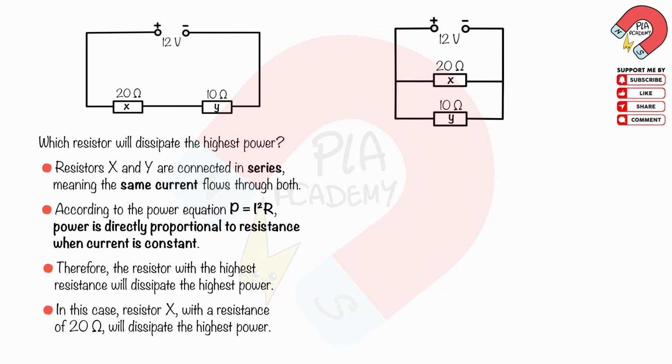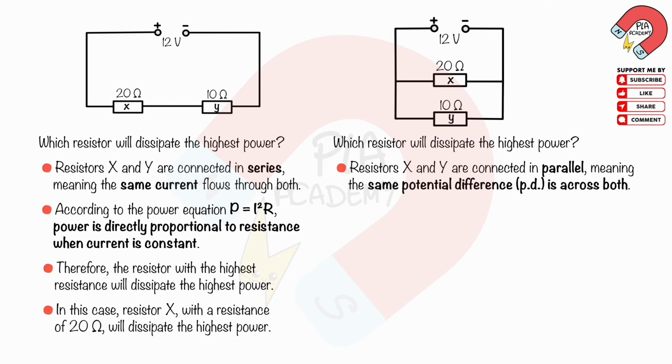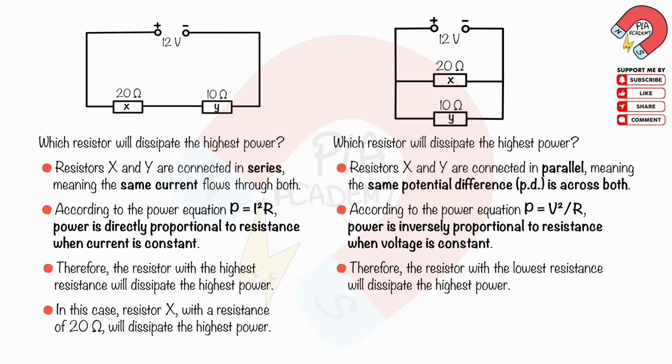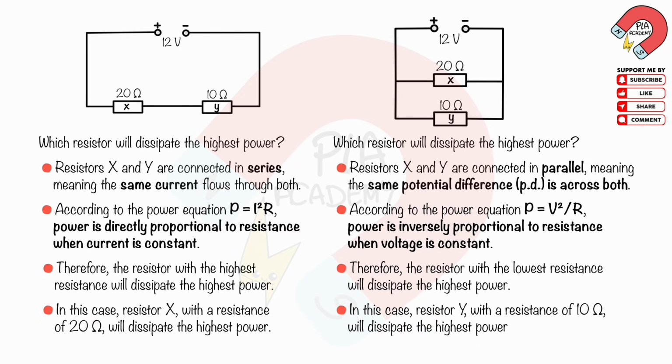2 resistors, 20 ohms and 10 ohms, are connected in parallel to a 12-volt power supply, as shown. Which resistor will dissipate the highest power? Resistors X and Y are connected in parallel, meaning the same potential difference, PD, is across both. According to the power equation P equals V squared over R, power is inversely proportional to resistance when voltage is constant. Therefore, the resistor with the lowest resistance will dissipate the highest power. In this case, resistor Y, with a resistance of 10 ohms, will dissipate the highest power.